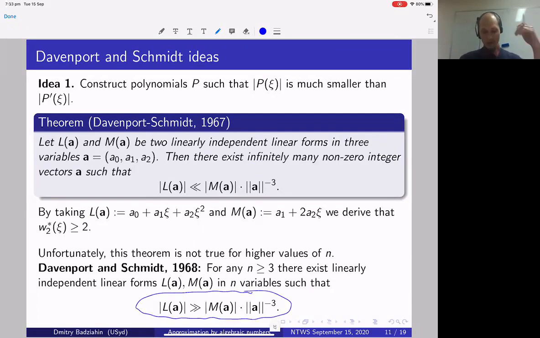So |L(A)| is at least, with some absolute constant, the absolute value of M(A) times the length of A to the power minus 3. So for this result, the required result is not true anymore for arbitrary linear forms L and M. Of course, maybe if one uses specific linear forms, where one is a value of a polynomial and another one is a value of the derivative, something can be done, but the general result is not true. And since then, at least I didn't see anyone pursue this idea any further.